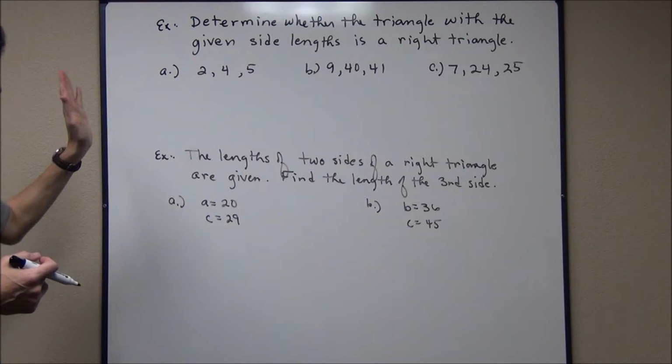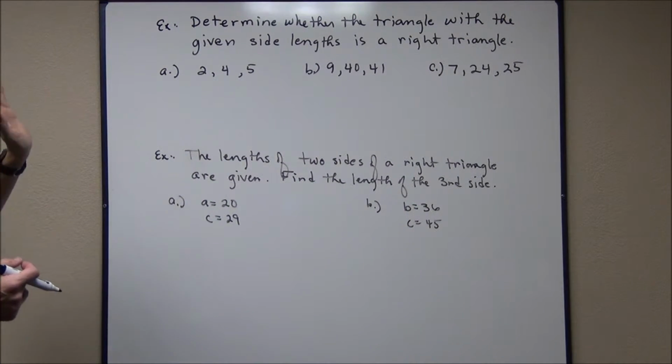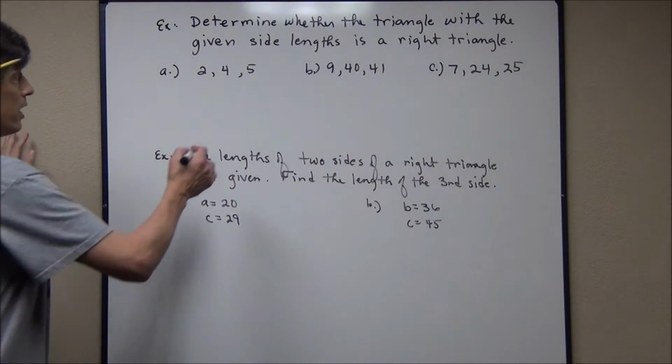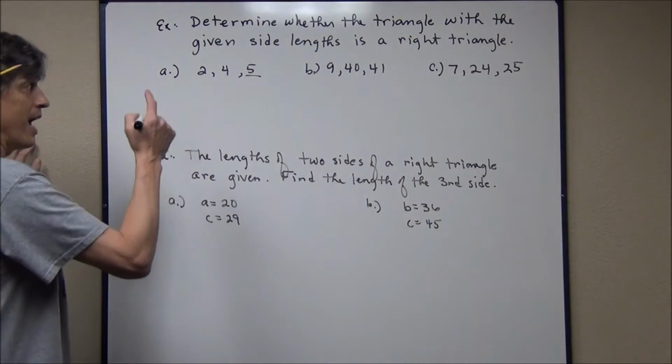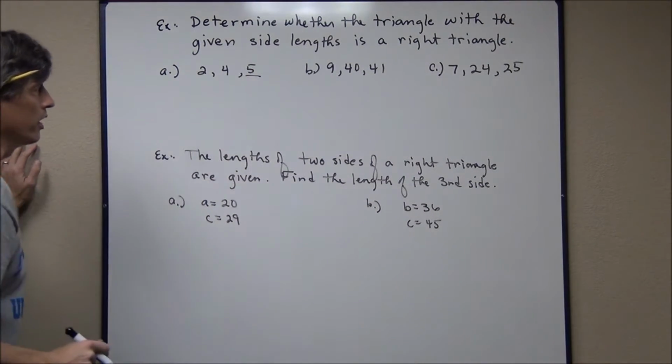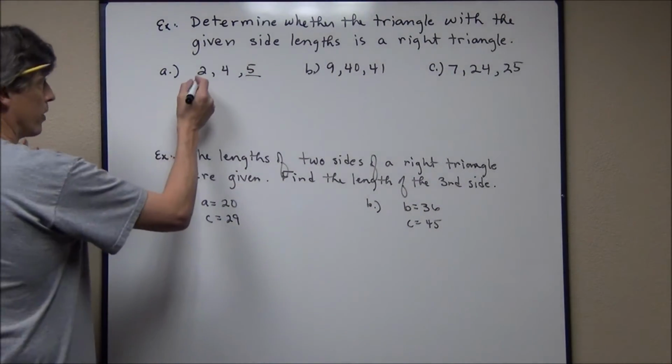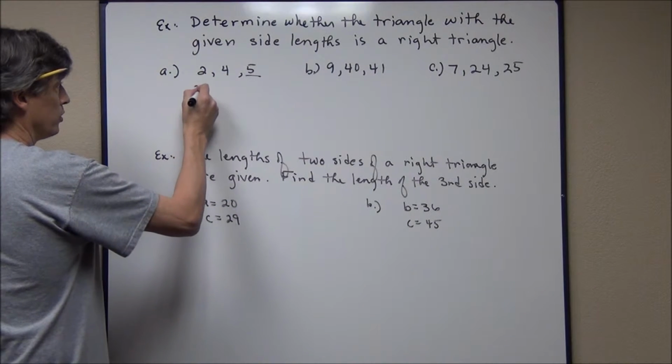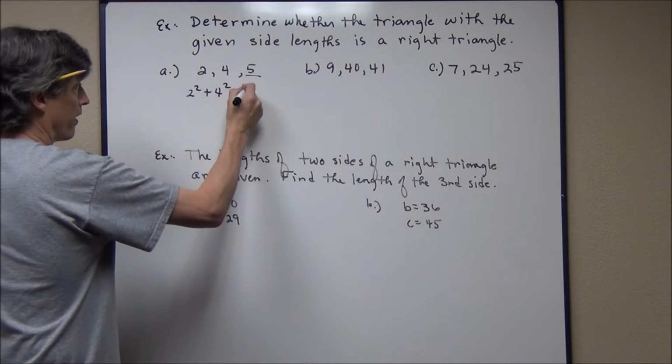Now it doesn't say which one is A and which one is B and which one is C, but we know if it is indeed a right triangle, then the longest side of the 3 has to be the hypotenuse, if this is true. So this would have to be C, and you could call either one of these A or B. So I'm going to call this one A and this one B. I'm going to write 2 squared plus 4 squared equal 5 squared.